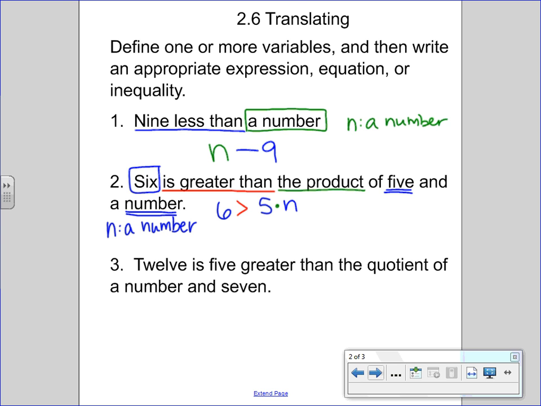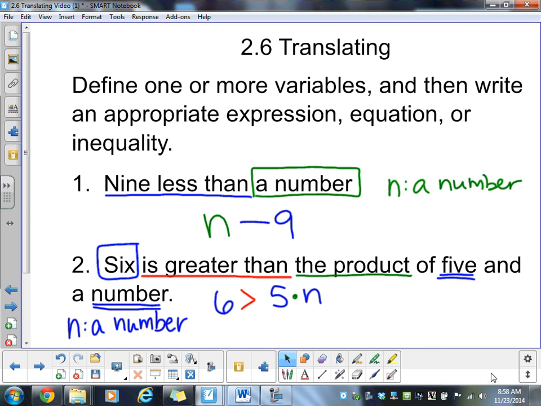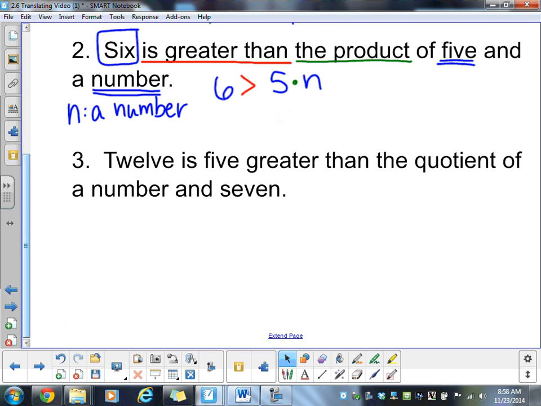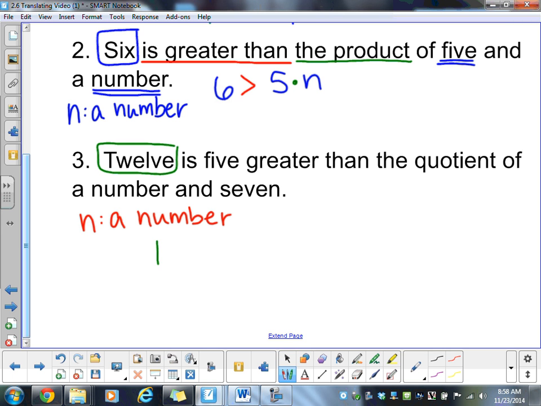All right, next example. 12 is 5 greater than the quotient of a number and 7. So again, we're talking about a number. And if you choose x to be your number or a different variable, that's fine. But again, I'm going to choose n for a number. And I'm going to start with 12. Then we have "is." Now it doesn't say "is greater than" right next to each other, like as 3 words consecutive. So "is" in this case is just going to mean equals.